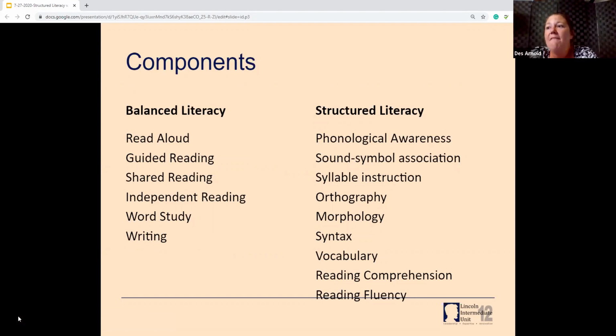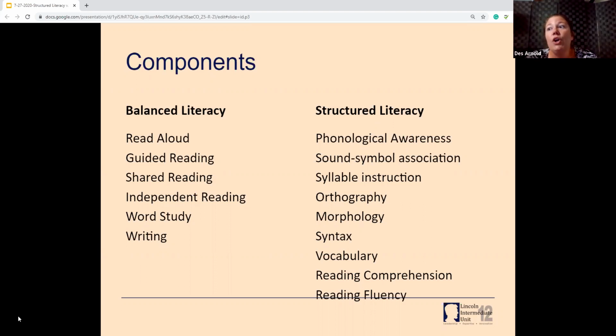When we have a balanced literacy program, we're looking most specifically at read alouds, guided reading, shared reading, independent reading. There's word study and writing. So I want you to think about the book written by the sisters. They did the CAFE, and then they did The Daily 5. The Daily 5 is very much balanced literacy, and these are the things that we're seeing.